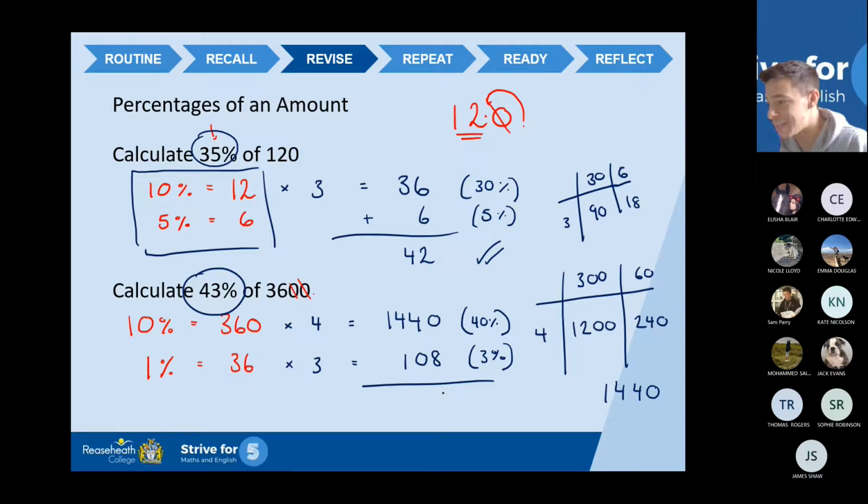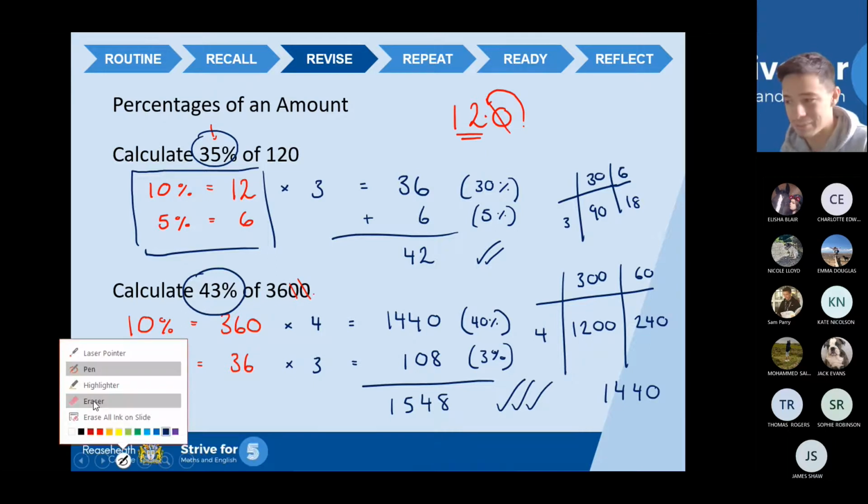So 0 add 8 is 8. 4 add 0 is 4. 1 add 4 is 5, and then 1 on its own, 1,548. Now, you can look at the different, there's a bit more complexity with that question.